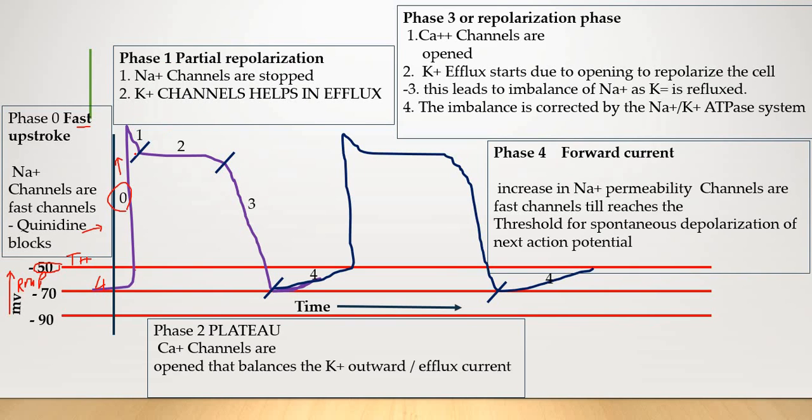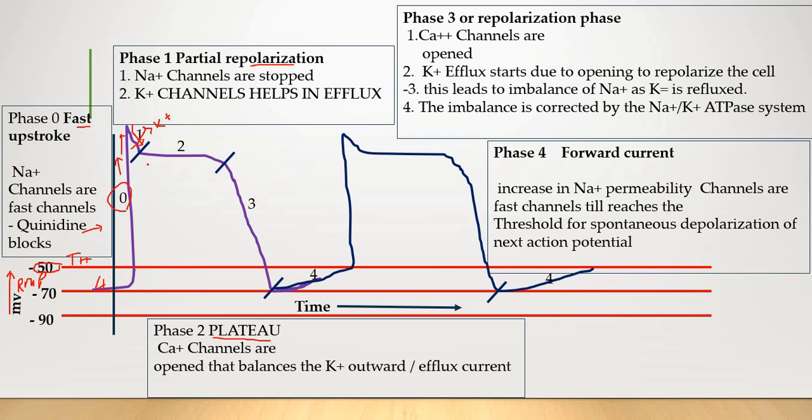partial repolarization wave. Partial repolarization means that the wave is going in this direction now. It is an upsurge, and in phase 1 there will be a slight decrease, and this slight decrease is due to the stoppage of sodium influx and then the efflux of potassium. If there is efflux of potassium, then it is followed by the plateau phase.